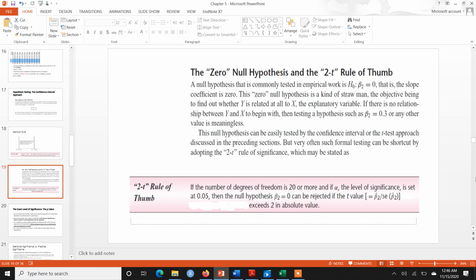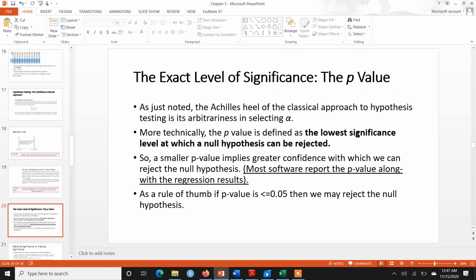Now you can see that our decision to reject or not to reject the null hypothesis depends a lot on what value of alpha we are setting. That means that if we change alpha, our decision to reject or to accept the null hypothesis can change. So this is the reason that we have an alternate approach called the p-value approach.